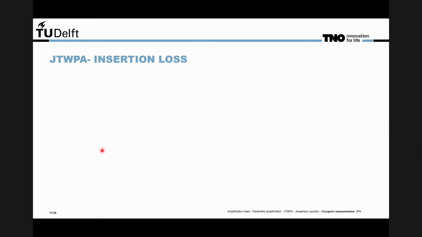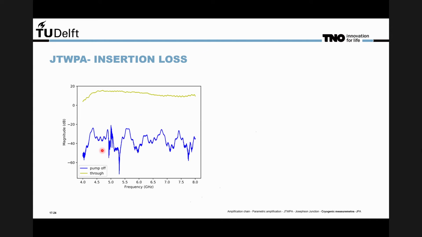One of the first measurements we did was a transmission measurement through the device. So this is the blue curve here, and in the y-axis we see the magnitude in dB, in decibel, and in the x-axis we see the frequency in gigahertz.